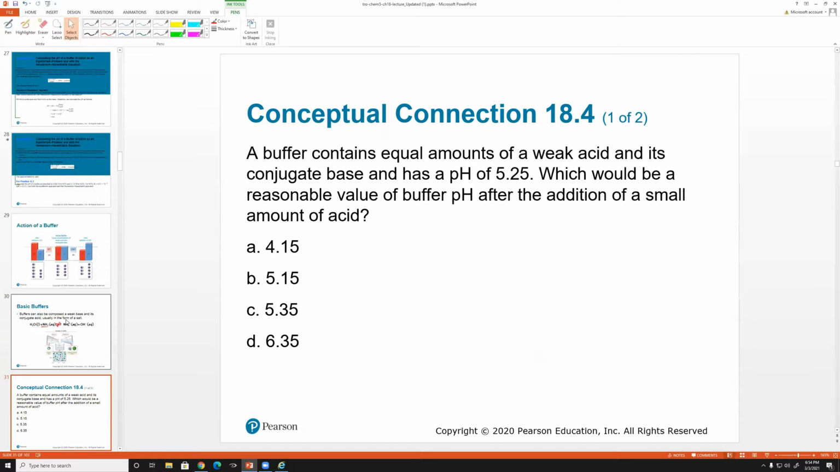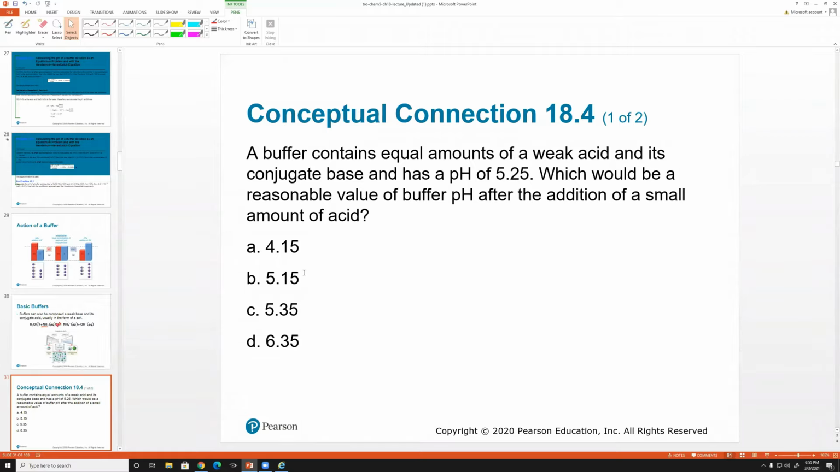Okay. Question. A buffer contains equal amounts of a weak acid and its conjugate base at pH 5.25. Which would be a reasonable value for the buffer pH after the addition of a small amount of acid? This is more speculative, but what do you think? You're adding not a weak acid, a small amount of acid. So does the pH go up or down, and by how much? And yes, we have B. B is the answer. So it'll go down by a little bit, right?